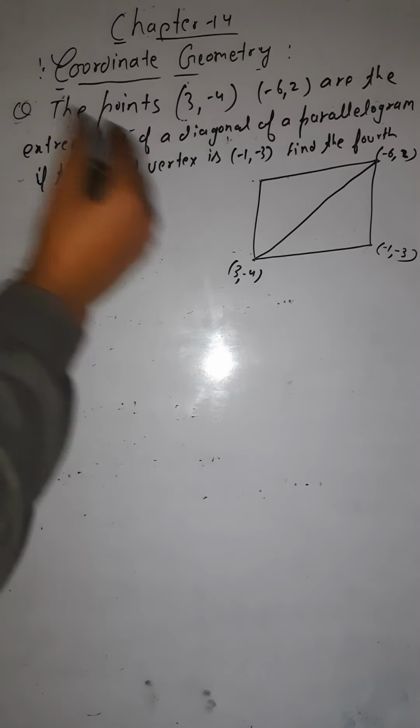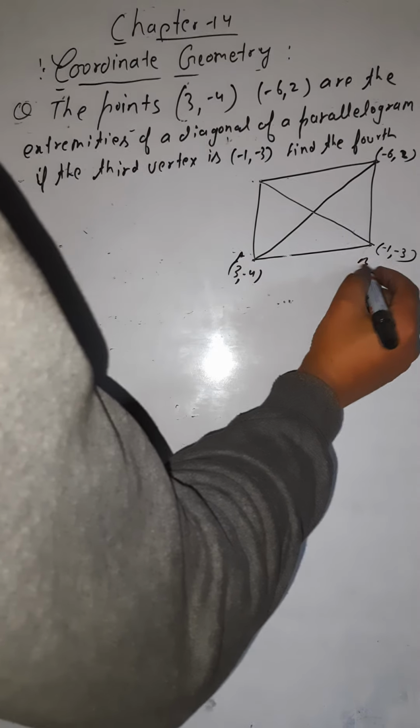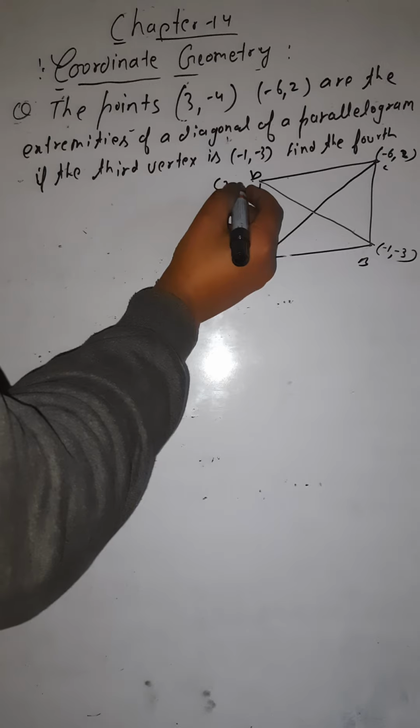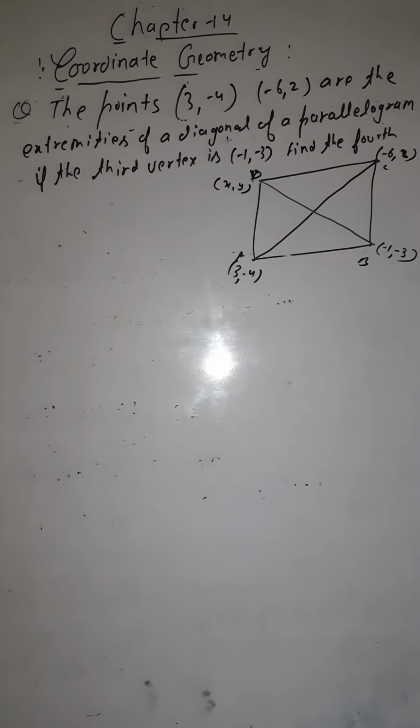So similar to the previous question. Again I am making a diagonal here. Let's say this is A, this is B, this is C and this is D, and let's say the coordinates of D are x comma y. So first what should I do? Let's say the cutting point is P.